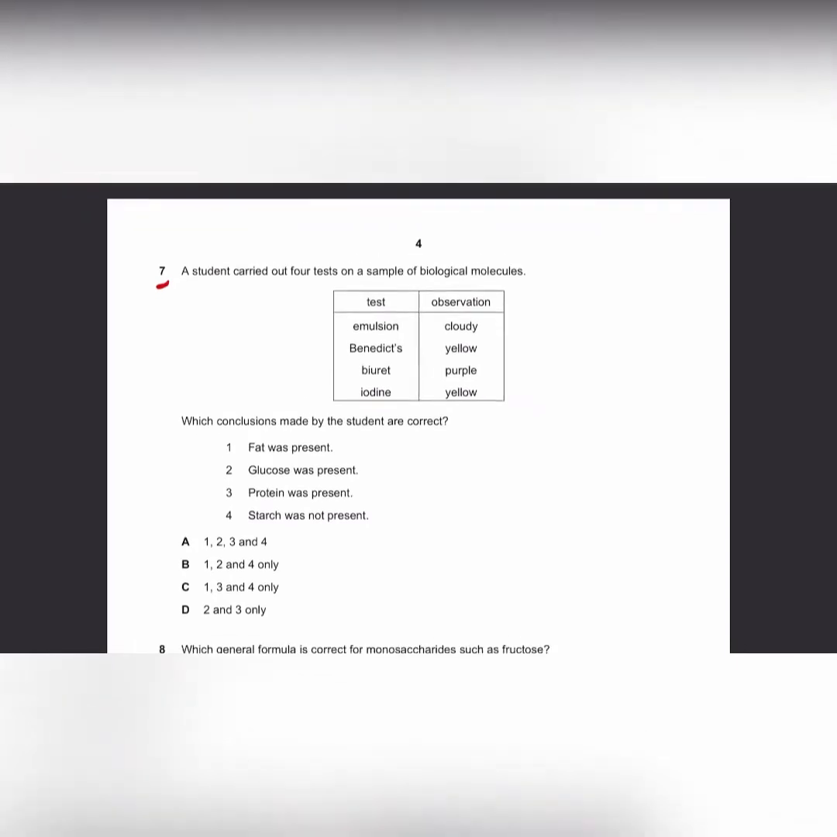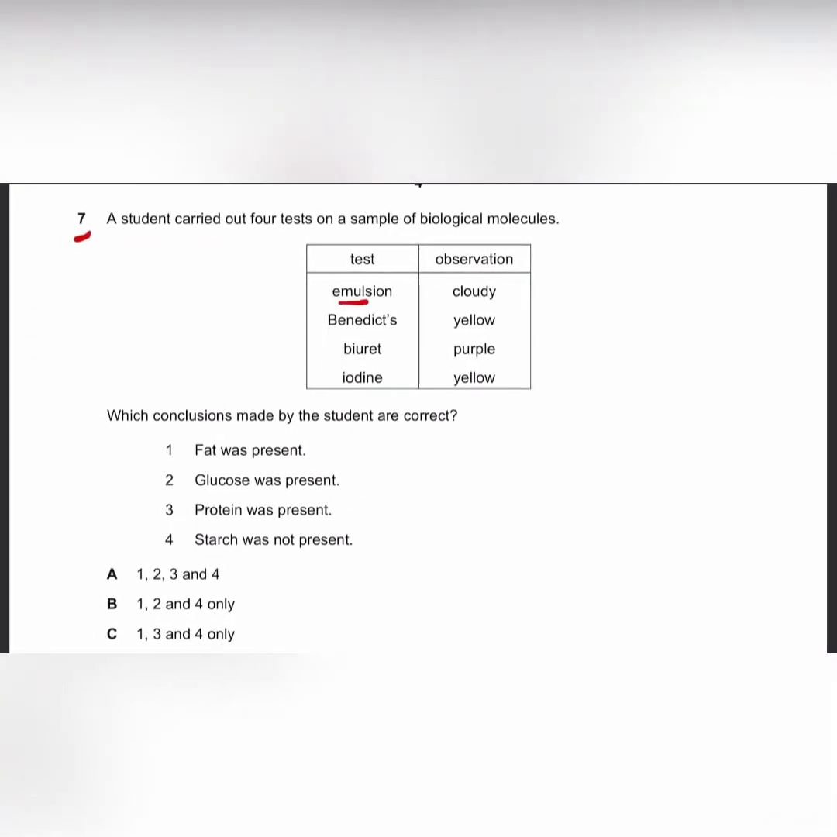MCQ number 7. A student carried out 4 tests on a sample of biological molecules. What conclusions made by the student are correct? When the student performed the emulsion test, it appeared cloudy. That means fats were present. This is true. As you all know, if we carry out an emulsion test and the emulsion turns white or cloudy, it means fats are present.